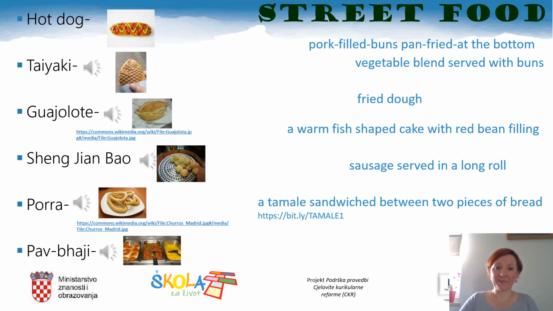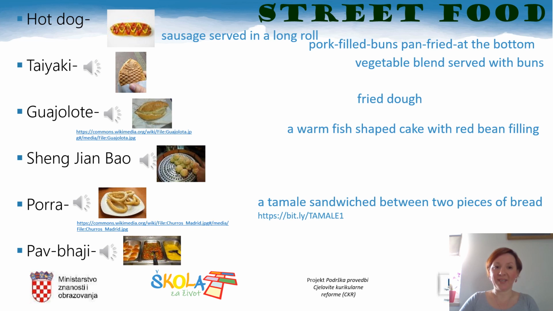Now we know the names. We know what the food looks like. But let's try to match them with their descriptions. So what is a hot dog? Take a look at the descriptions and try to figure out which one fits hot dog. Yes, it's this one. Sausage served in a long roll.